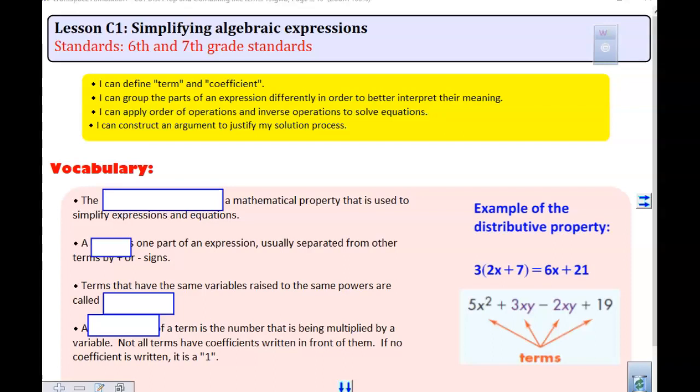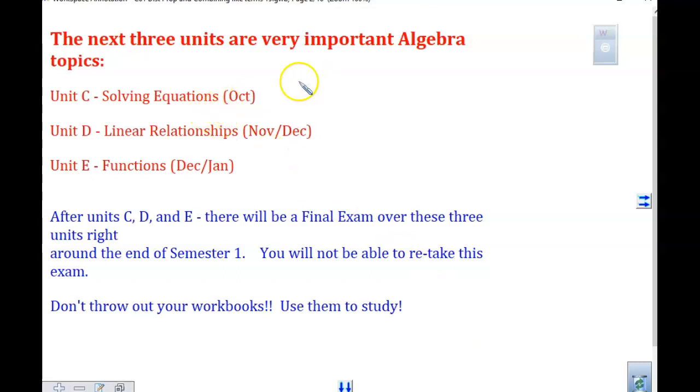We are starting lesson C1, Simplifying Algebraic Expressions. One thing I do want to point out to you is that as we begin this unit, the next 3 units that we are working on are really important. We're going to be working with solving equations, linear relationships, and then functions.